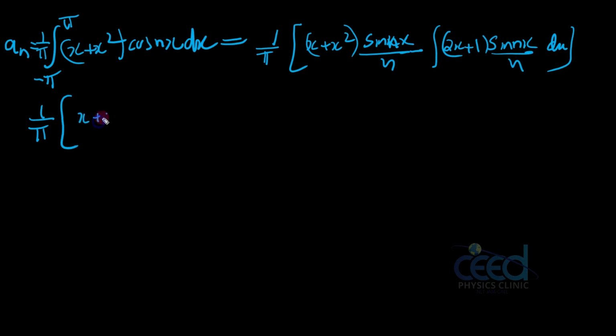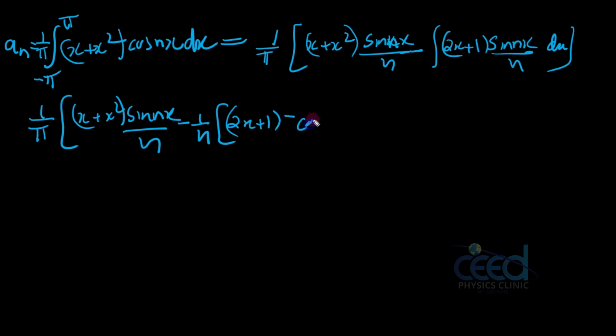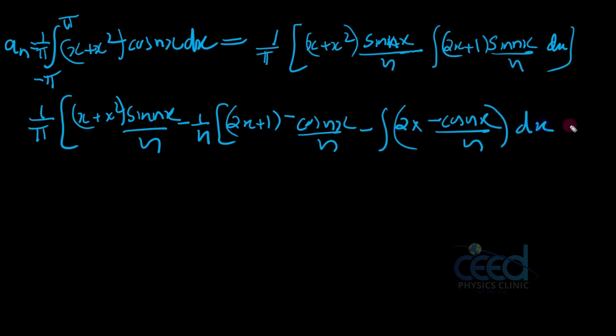Okay, now I can expand this, that is 1 by pi into x plus x square into sin nx by n, right? Now here I can take this minus 1 by n out, and I can integrate this again using parts. So I am keeping a bracket here. That is first function into 2x plus 1 into, when I am integrating this sin nx, I will have minus cos nx by n, minus differential of this 2x plus 1, that is 2, into integral of this sin nx, that is again minus cos nx by n into dx, right?